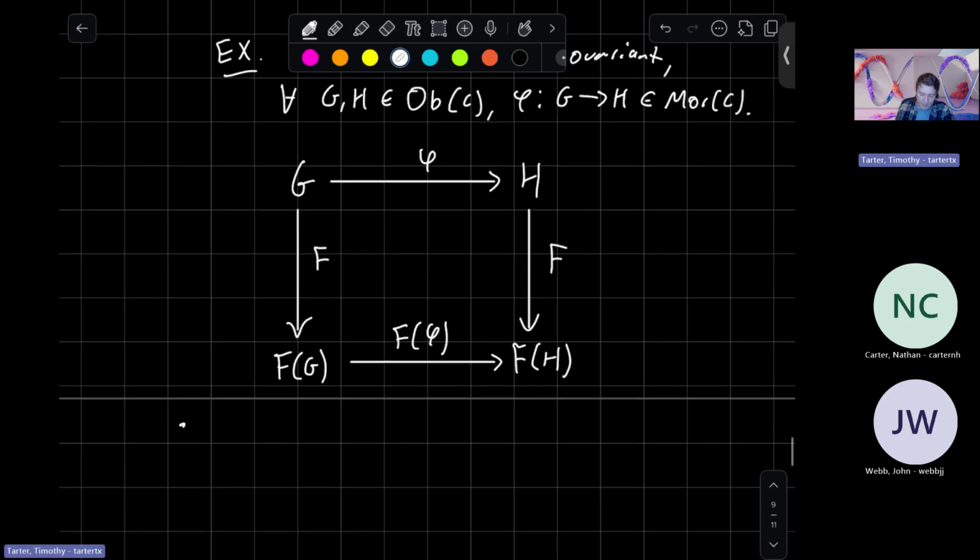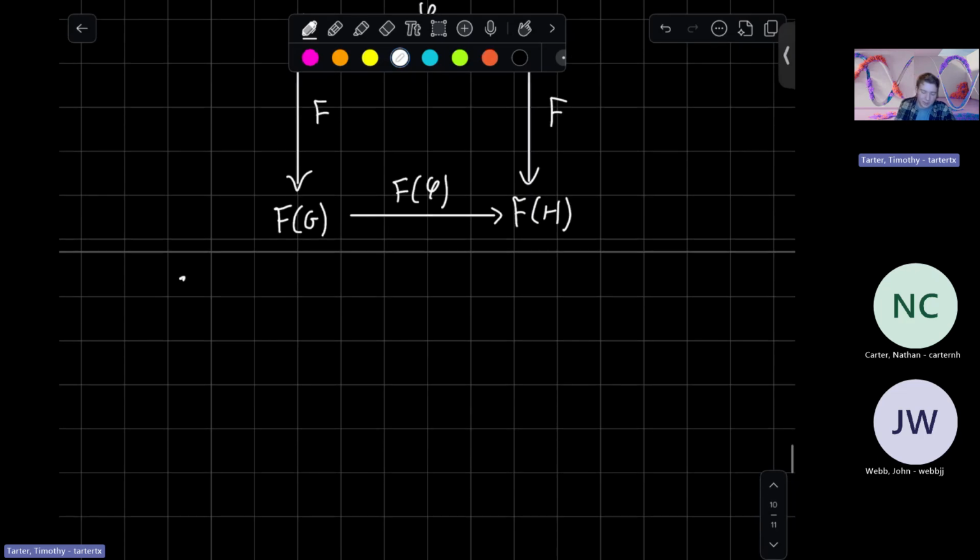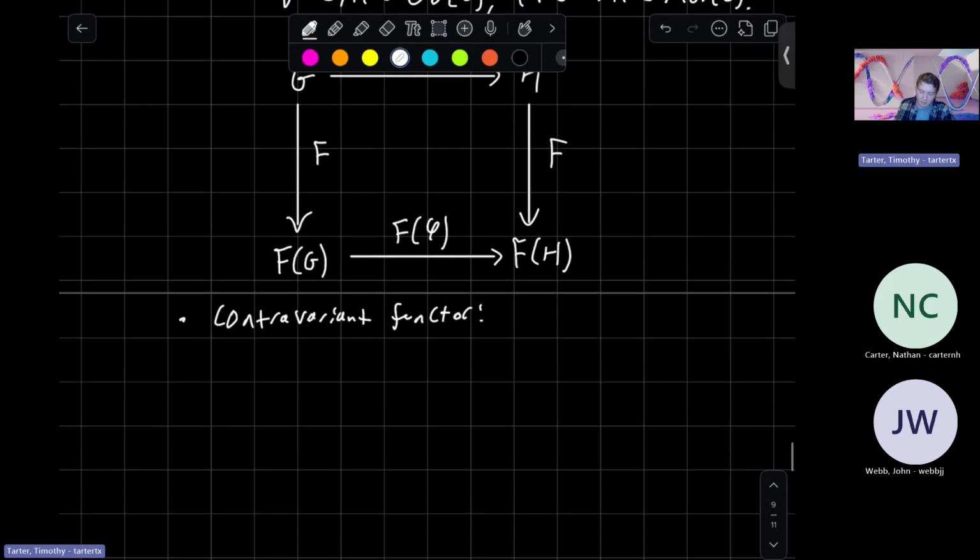Naturally, I'm placing a big emphasis on this whole direction preserving thing because the other type of functor, called a contravariant functor, is direction reversing.